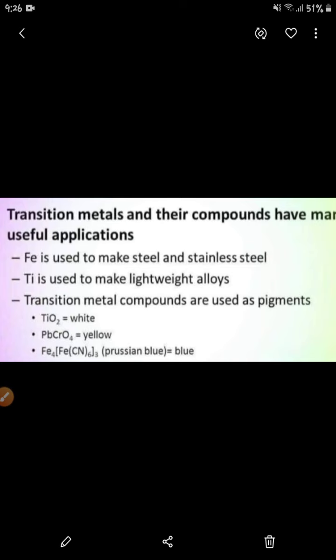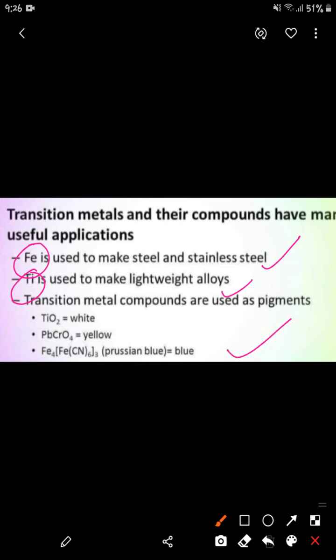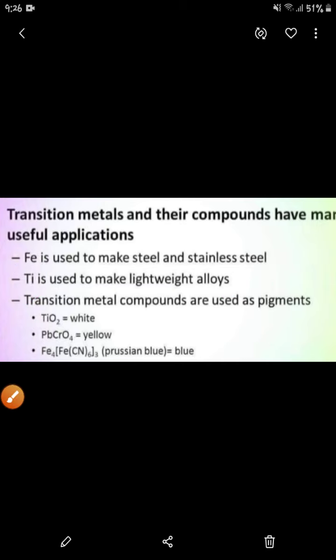Again, transition metals and their compounds have many useful applications. Iron is used to make steel and stainless steel, so iron is a transition element. Titanium is used to make lightweight alloys, and titanium is a transition element. Transition metal compounds are used as pigments. You can read out the examples. So this was the importance of why we study transition elements.